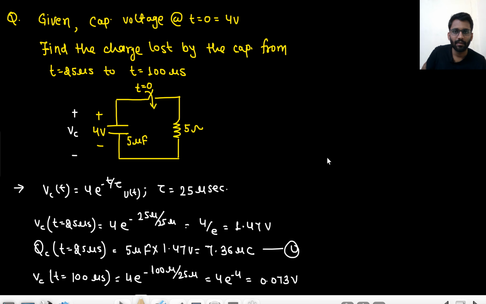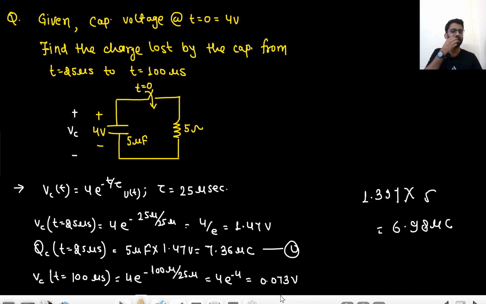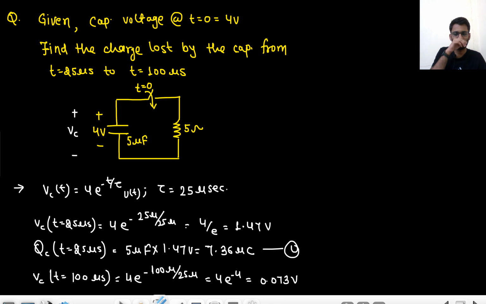Wait a second. Okay, yeah, there was one error. The voltage loss would have been 1.47 minus 0.073. So it is coming out to be 1.397, and into the capacitance value. What is the capacitance value? Into 5. So it would give me 6.98. So nearly we would have got 6.98 microcoulomb. Okay. So nearly 7 microcoulomb we have lost.